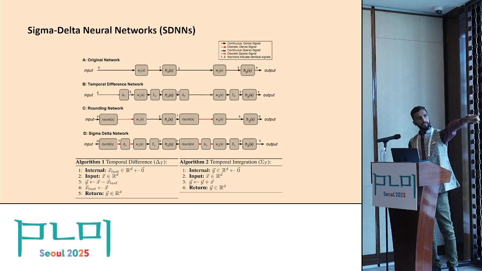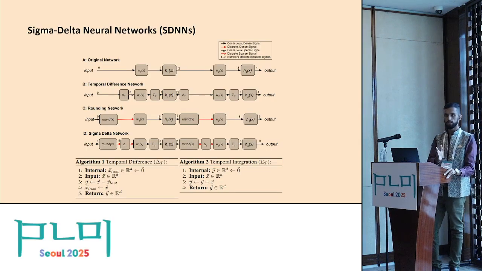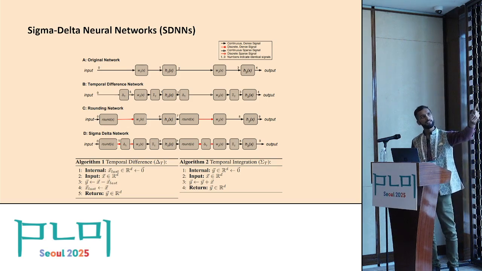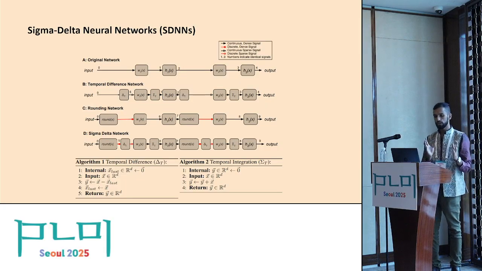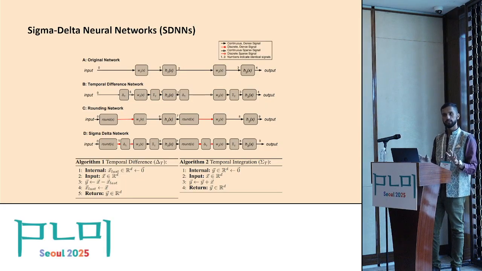Now in picture C, you can see a rounding network where the round operation is introduced before the weight multiplication. Merging B and C gives the sigma delta neural network, where the rounding, sigma, and delta operations are all included.